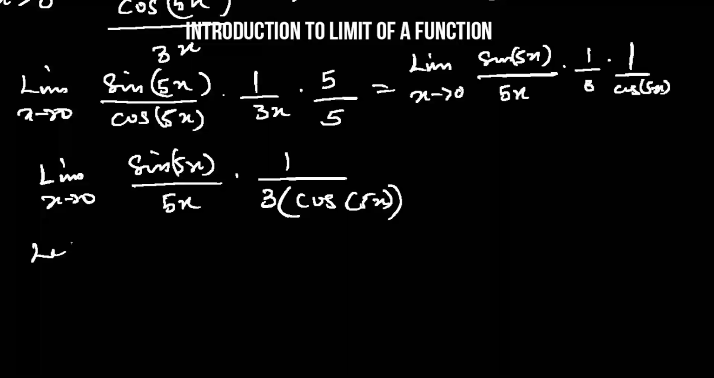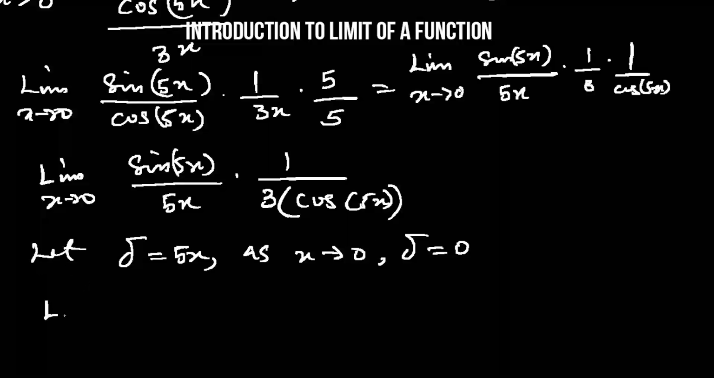So let delta equal 5x as x tends to what? 0. If x tends to 0, that simply means delta also equals 0. So this function will now become the limit as x tends to 0.